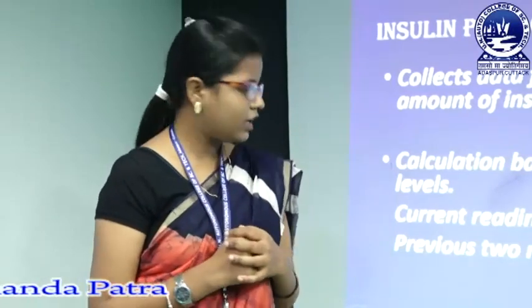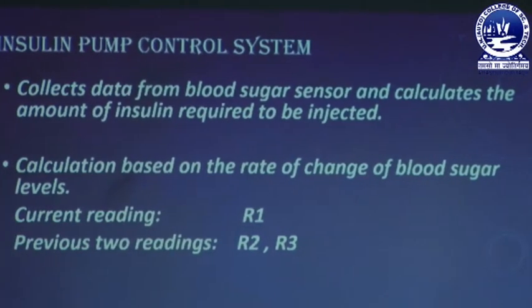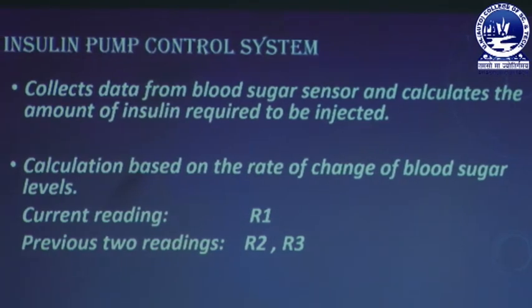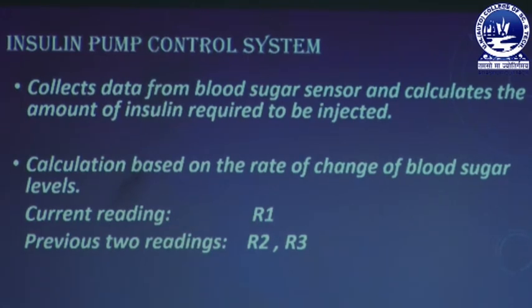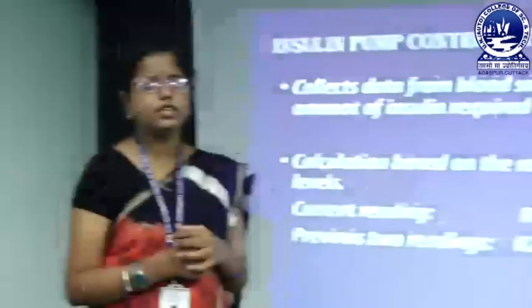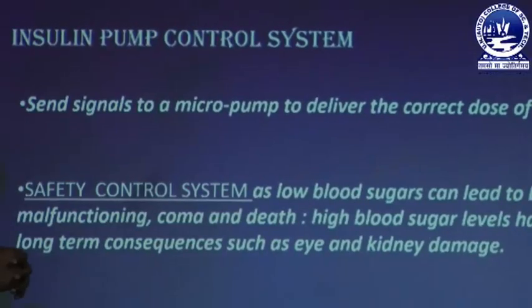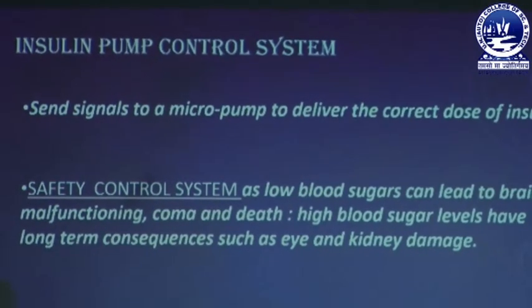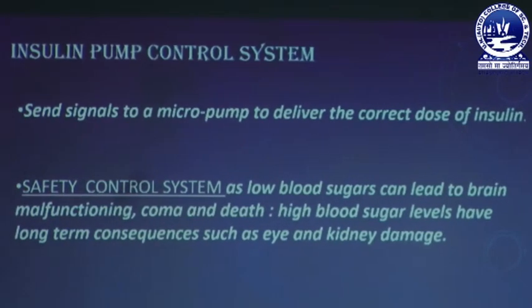The first one is the current reading, that is the current blood sugar level, say R1, and there are 2 other readings, the previous readings stored in our database, let them be R2 and R3. Then the system will compare the current reading R1 with R2 and R1 with R3. Based on that, the system is capable of calculating the correct amount of insulin to be injected into the patient's body. Then the system will send signals to the micro pump to deliver the correct dose of insulin.